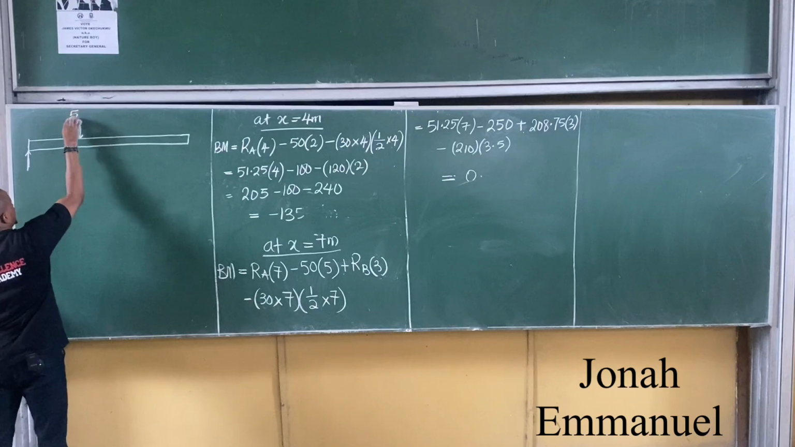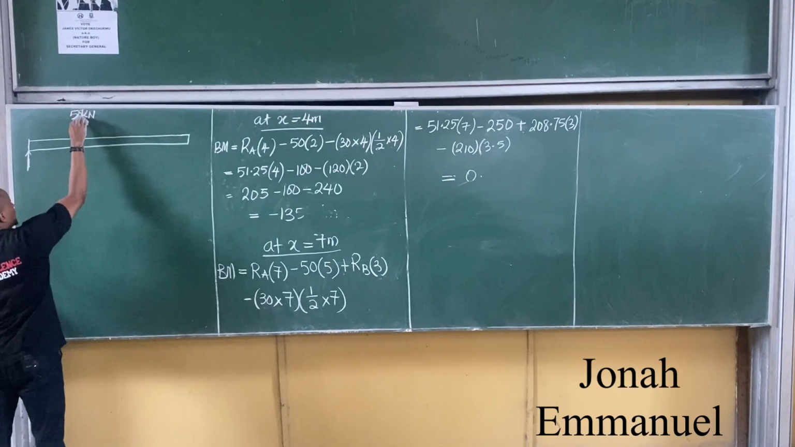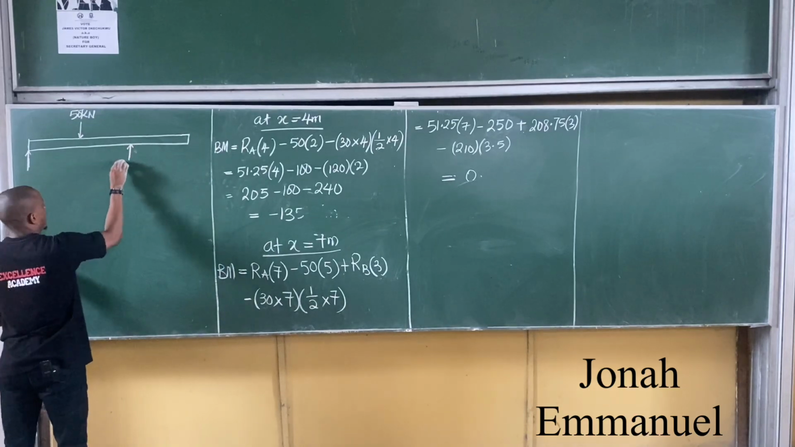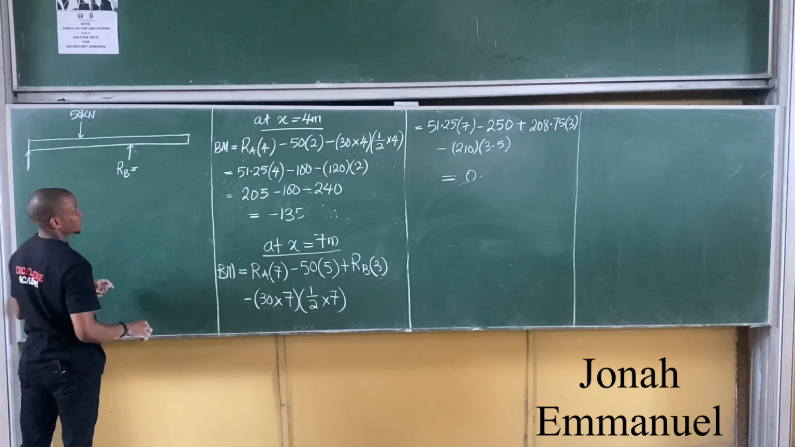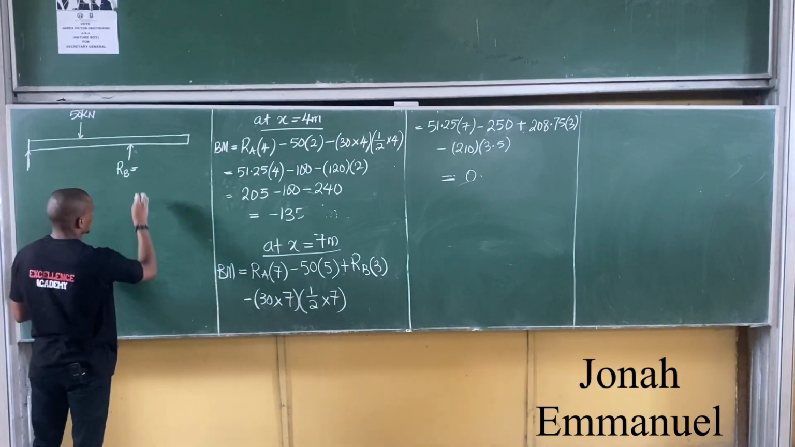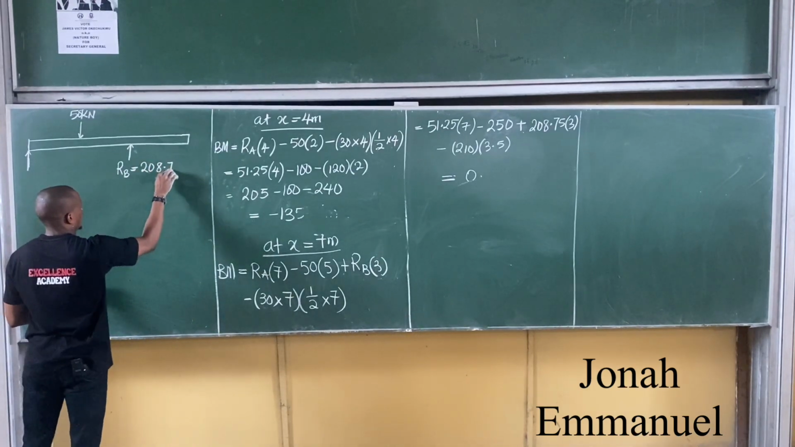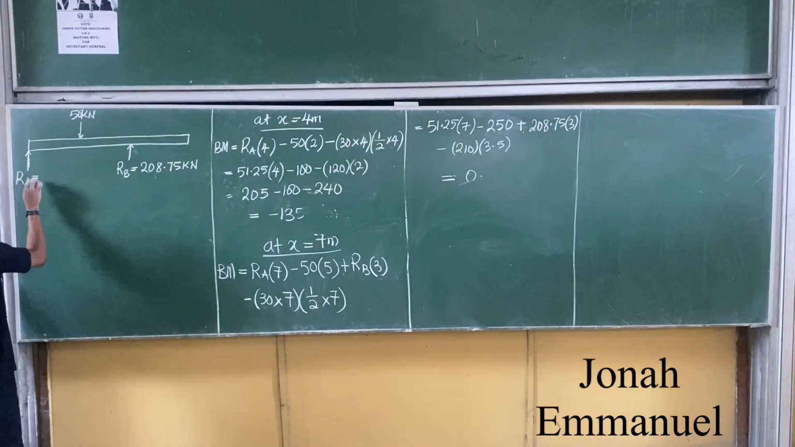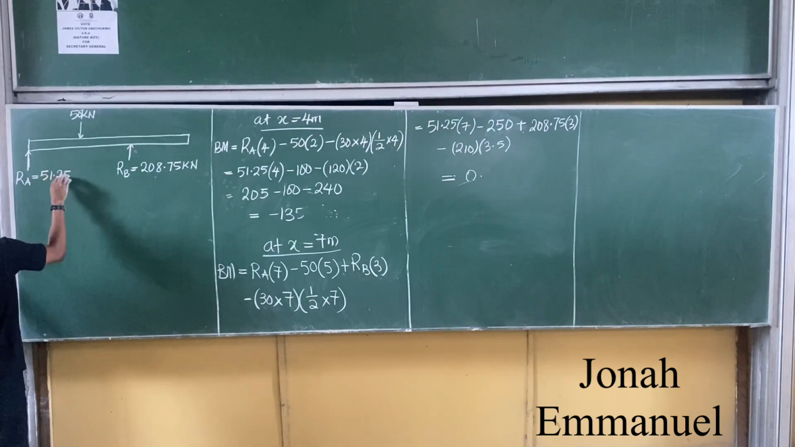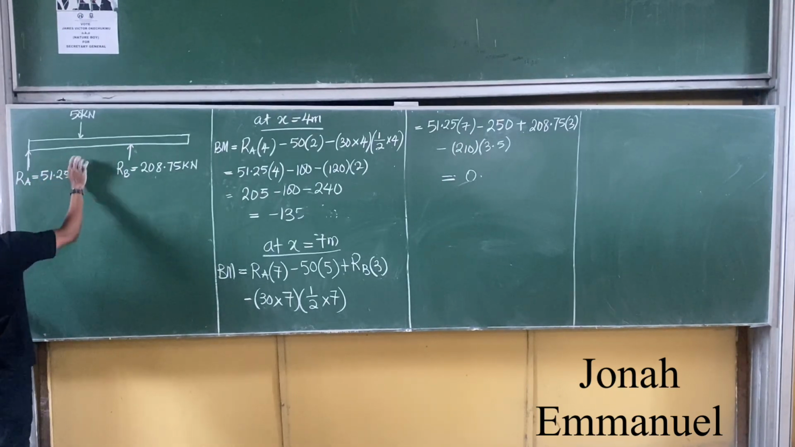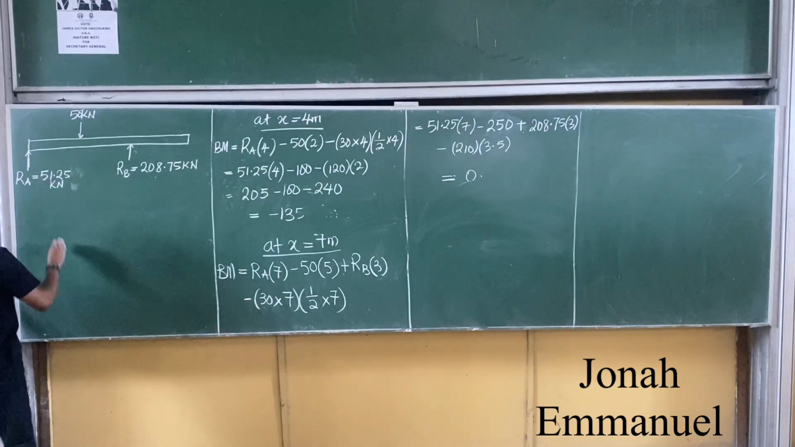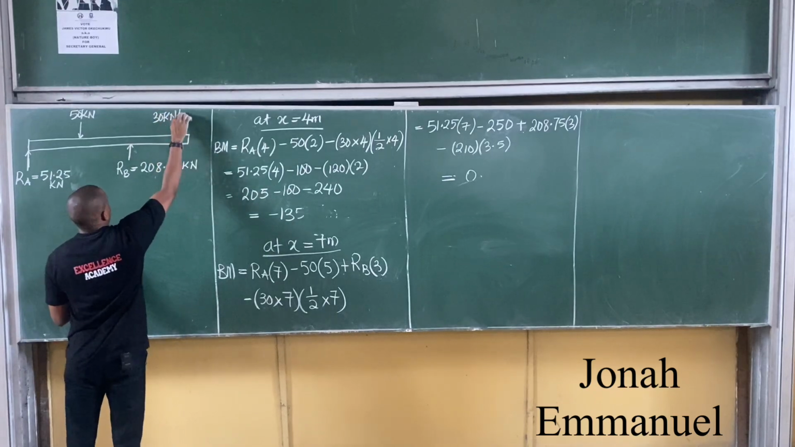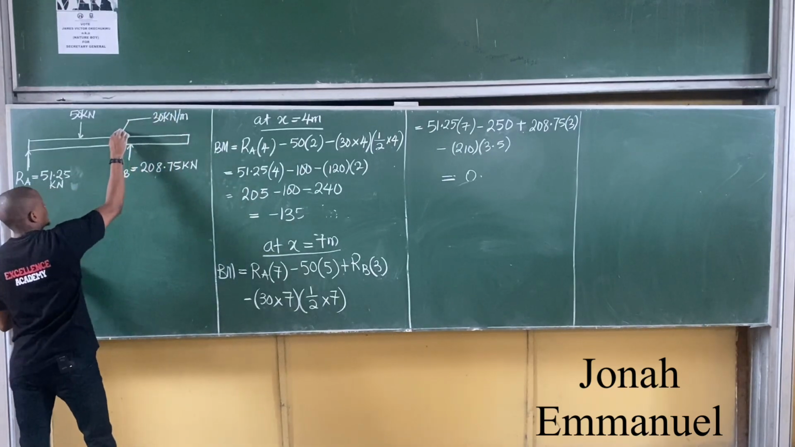This was 50 kilonewton. Here was RB. Please give me RB's value again. RB is 208.75. Give me RA's value again. 51.25. We have 30 kilonewton per meter ranging this way.